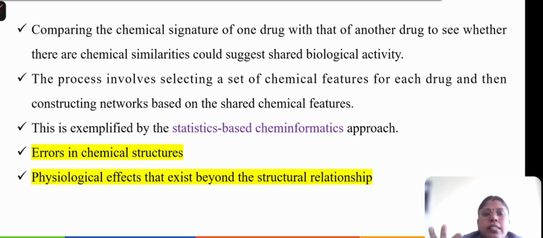Of course there are some drawbacks. In the database, sometimes errors in chemical structures lead to wrong predictions, and the physiological effects, because we always go for the unmetabolized, unionized form of the drug. We always consider the chemical features or chemical scaffold of that particular drug, but if metabolism happens, those things won't be completely captured by these software.